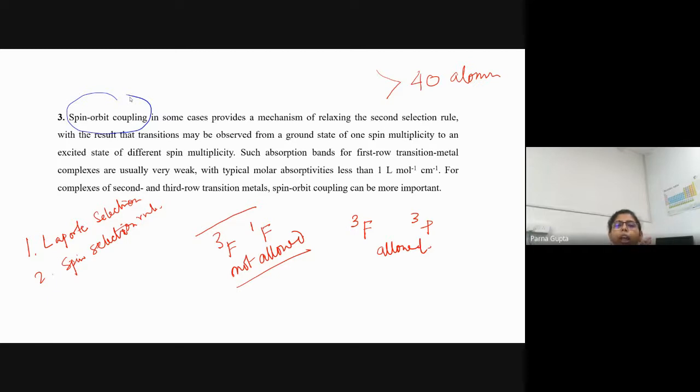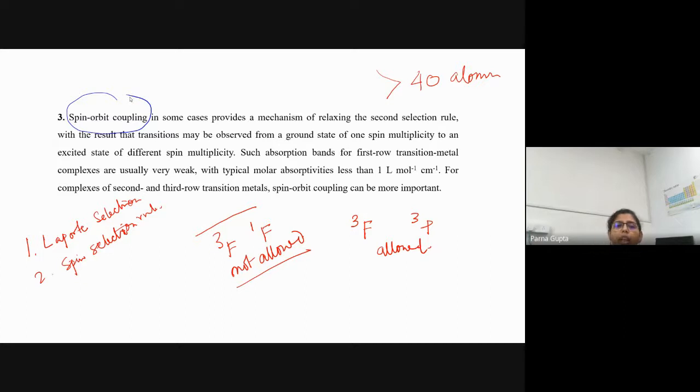Like if you take a triplet to triplet transition, it was not allowed, and when the spin orbit coupling occurs, the purity of the spin actually changes. So in that case, the spin selection rule is relaxed, right?